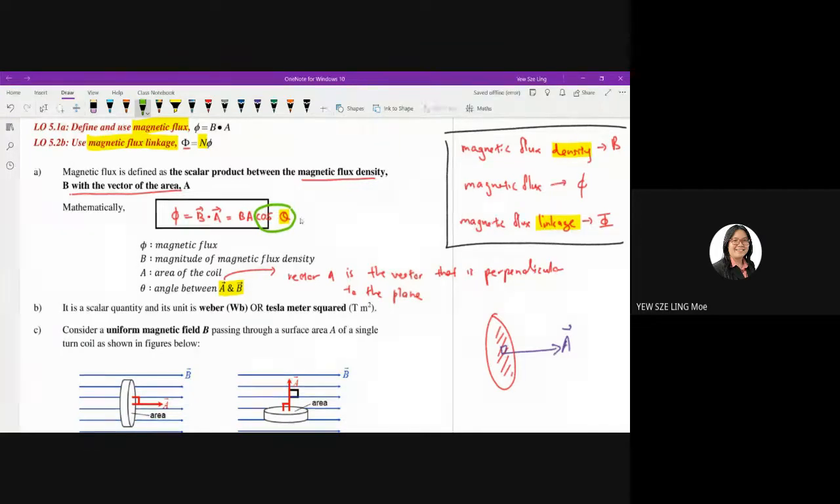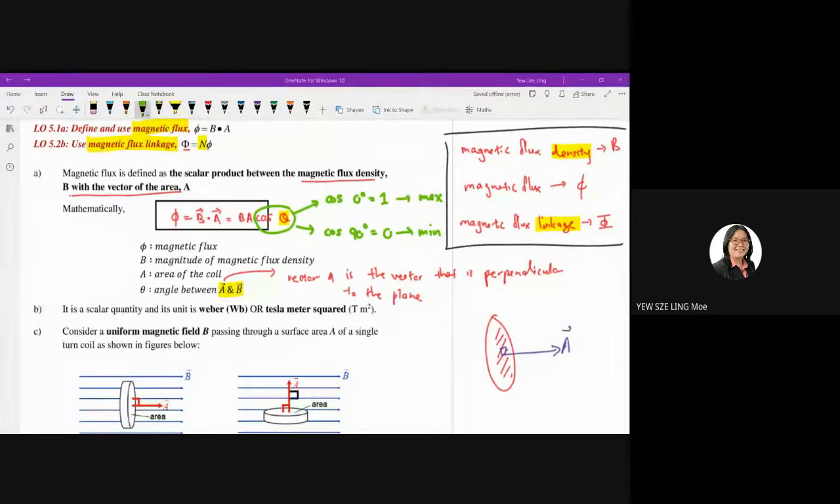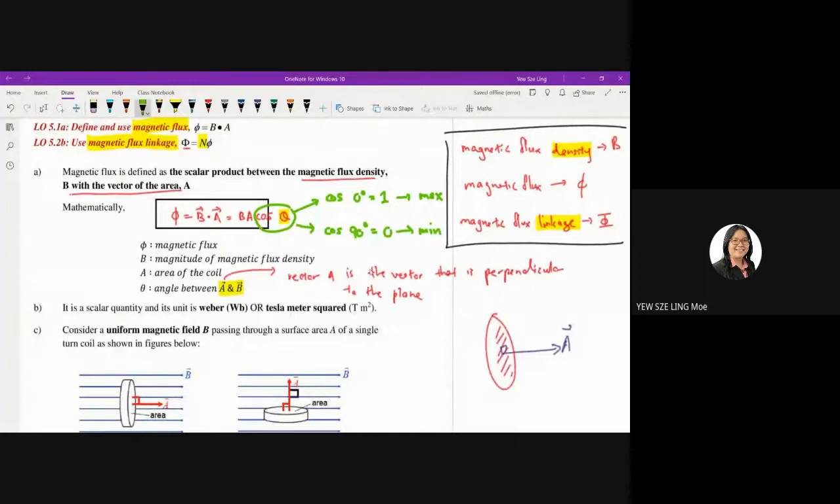So if you have cos theta, it is maximum when you have cos 0 degree because it equals 1. So this is what we call the maximum value. And then it is minimum when you have cos 90 degree because it is 0. And this is what we call the minimum value when it comes to the magnetic flux equation. So it is very important to understand these equations, every single part in your equation.